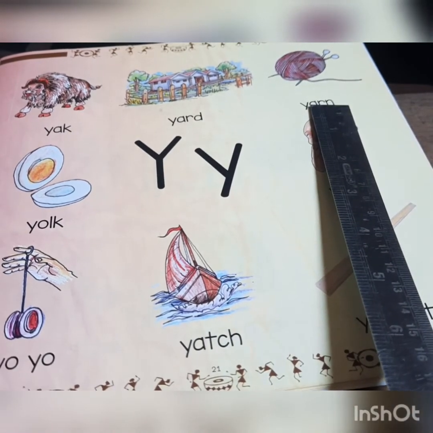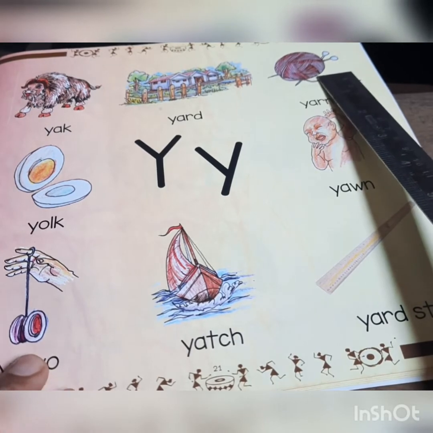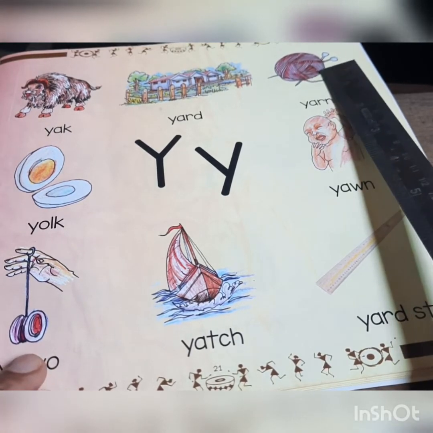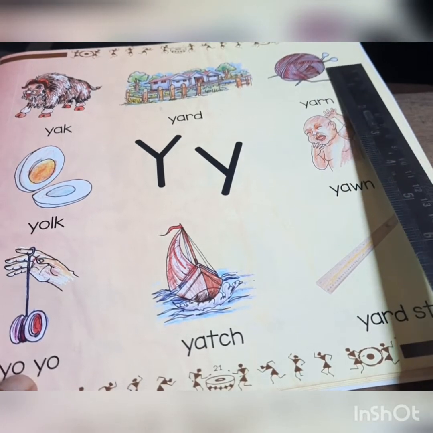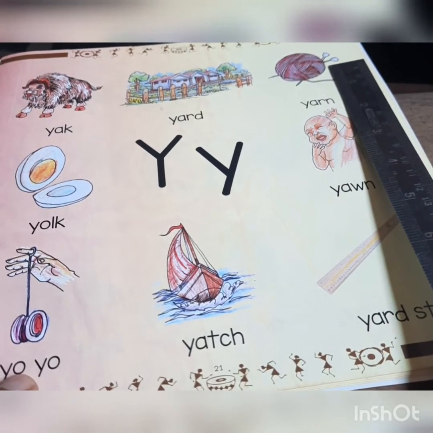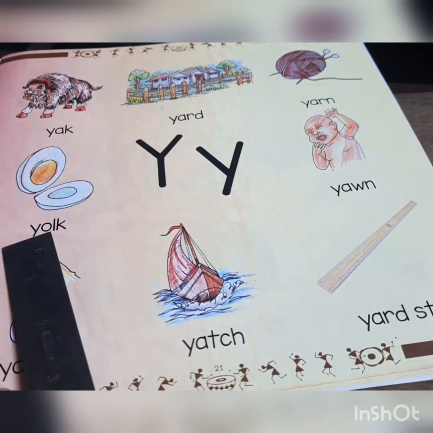Next one, it is yarn. What do you mean by yarn? See the picture here. That means nothing but wool. Wool is said as yarn, which is used for knitting, sewing and all.